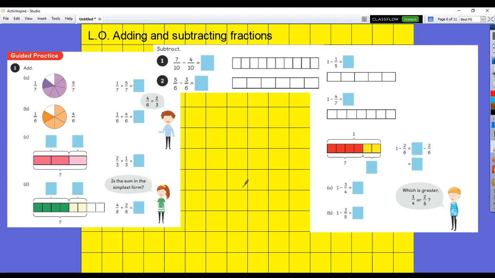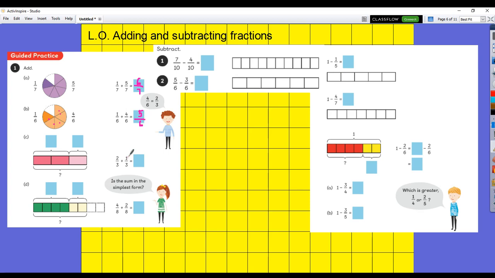So moving on, we are going to now try our guided practice. Okay, so we know 1/7 add 5/7. 1 add 5 is going to equal 6, so it's going to be 6/7. 1/6 add 4/6. If I had 4/6 here, I'm going to add one more 6. It's going to equal 5/6.